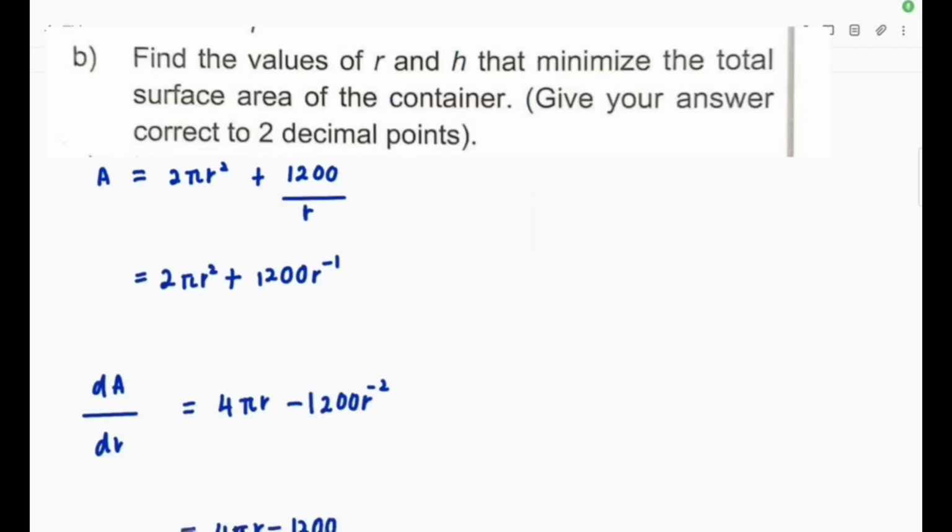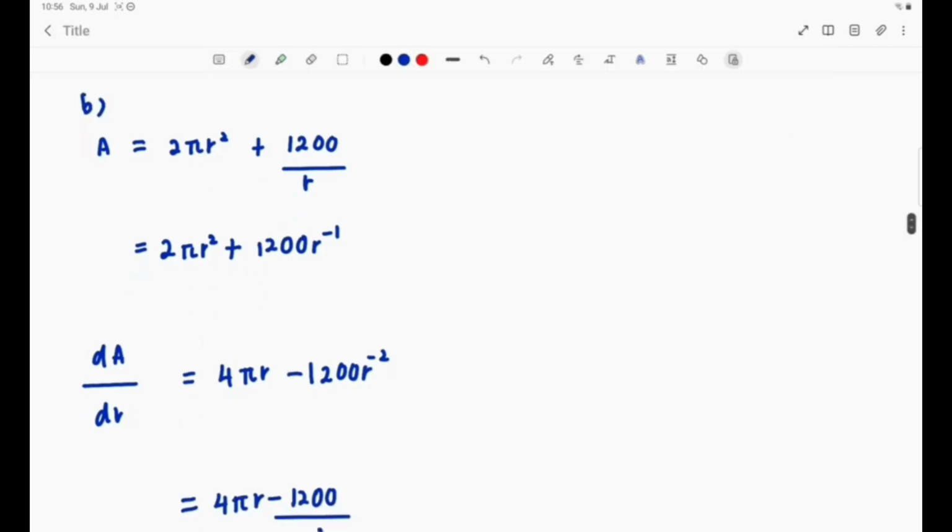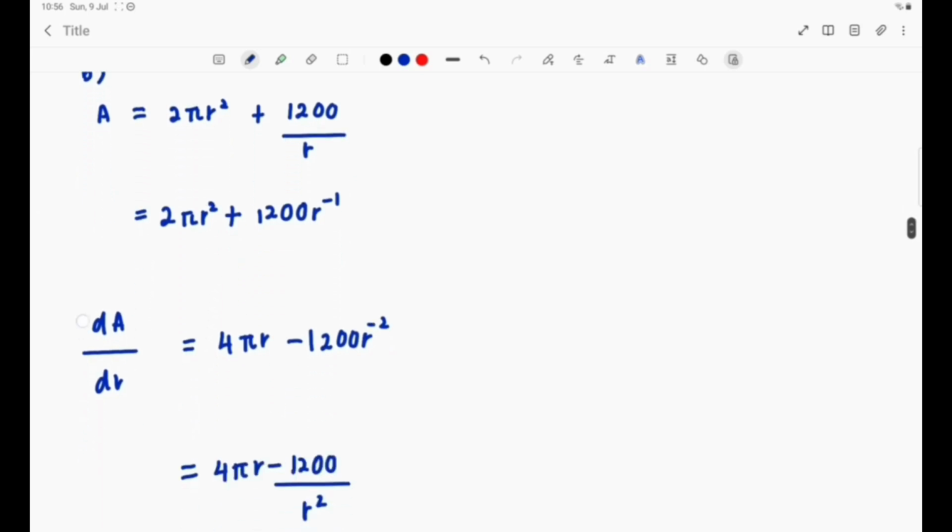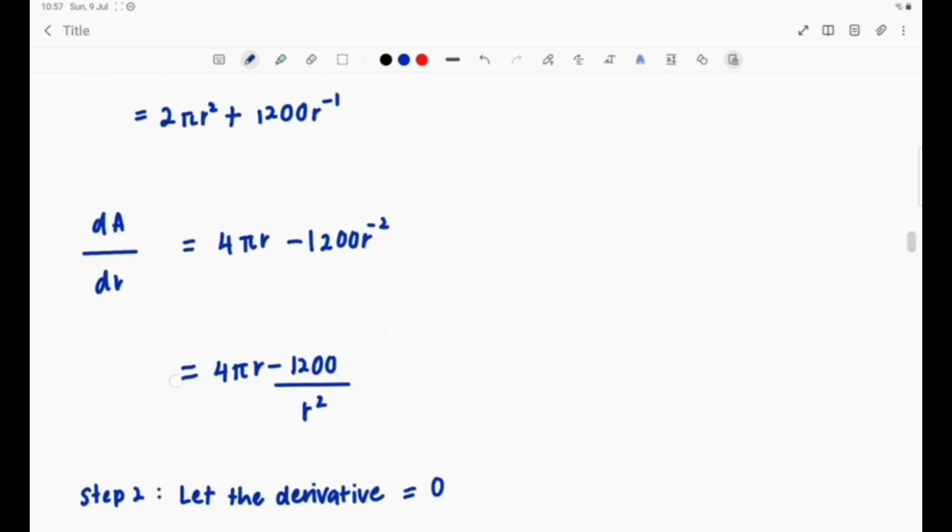Find the values of r and h that minimize the total surface area of the container. We have to find the derivative first. A stands for area, which equals 2 pi r squared plus 1200 over r. You can also write it like this, 2 pi r squared plus 1200 r to the power of negative 1. Since we are going to differentiate, we write dA over dr equals 4 pi r minus 1200 r to the power of negative 2. Lastly, we write it as 4 pi r minus 1200 over r squared.